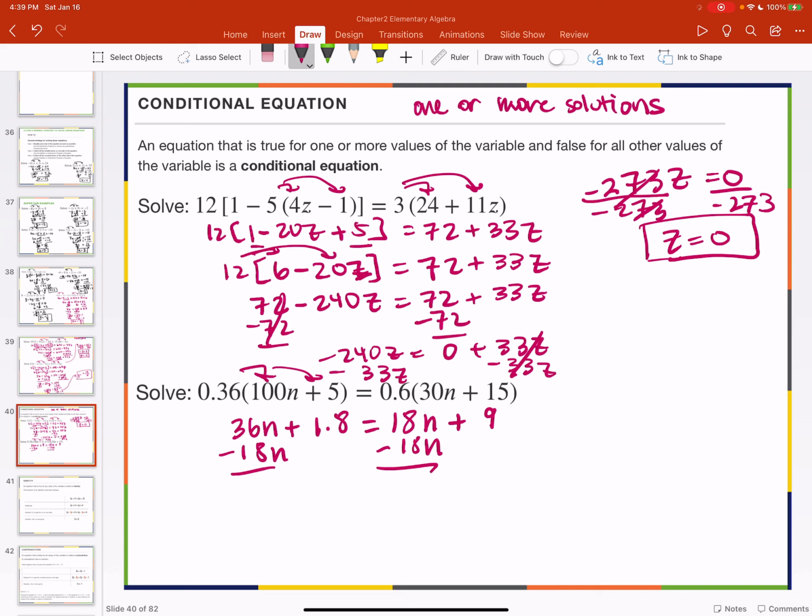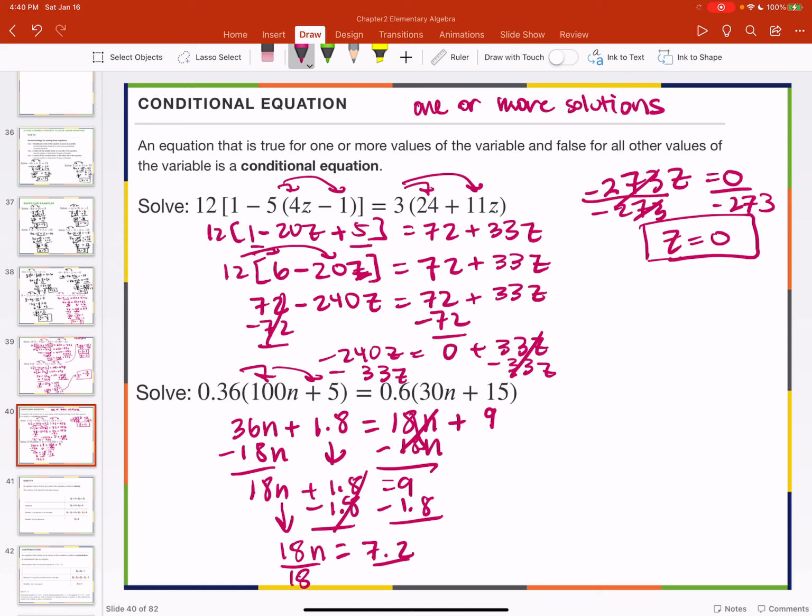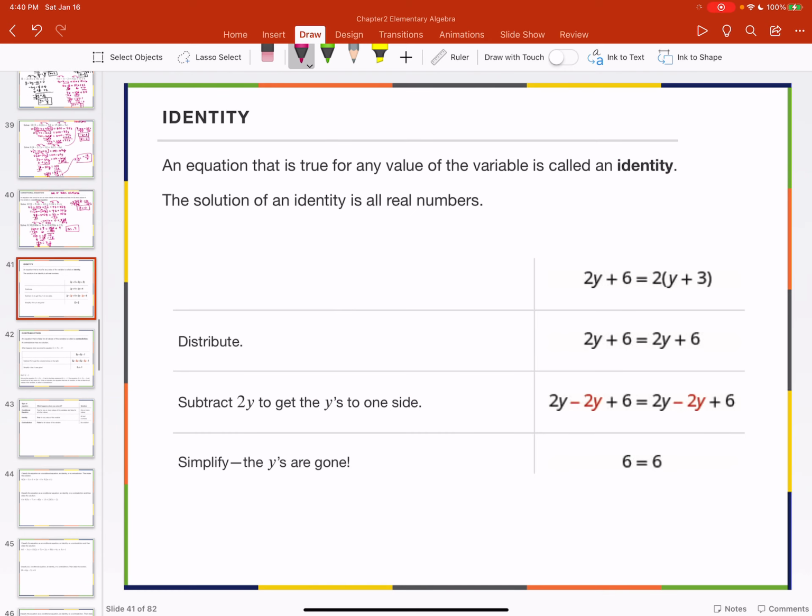And then let's go ahead and subtract both sides by 18n, okay? So 36n minus 18n is 18n. Bring everything else down. That's going to be plus 1.8 is equal to 9. So minus 1.8 to both sides. Okay, we get 18n is equal to 9 minus 1.8, okay, which is 7.2. So then finally, divide both sides by the coefficient of n, and we get n is equal to 7.2 divided by 18, which is 0.4. Okay. All right, so those are examples of conditionals.